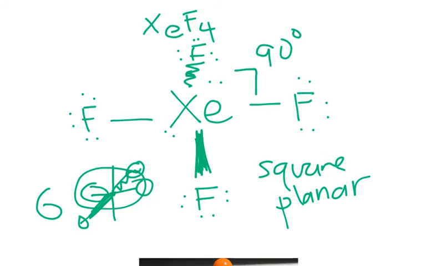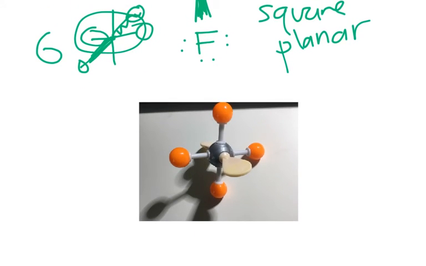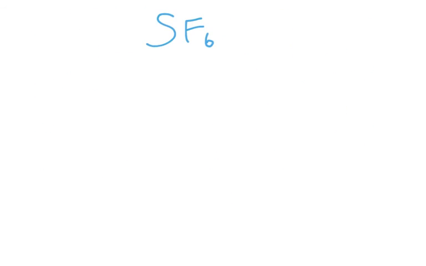And in real life, or using modeling kits, it looks like that. And it's tilted downwards because I can't place the thing straight up because it doesn't balance on here. So it looks like that. So you see how it's flat and it's 90 degrees apart. So that's xenon tetrafluoride. Now let's look at sulfur hexafluoride.